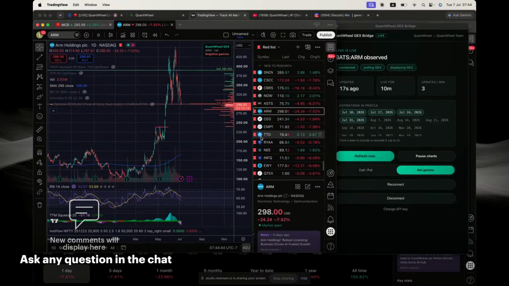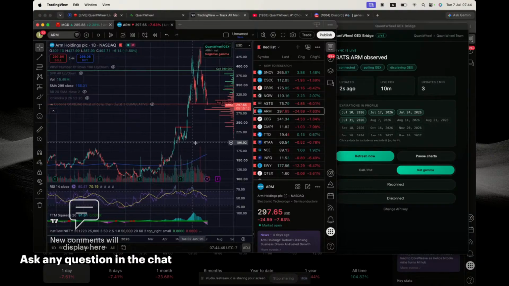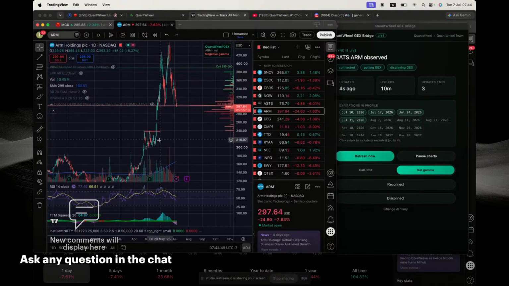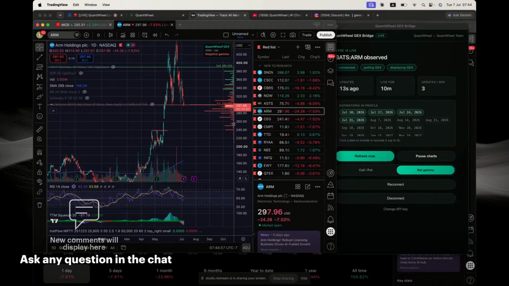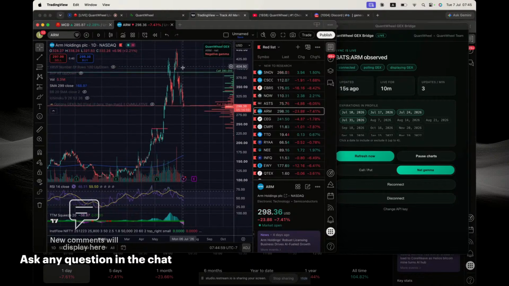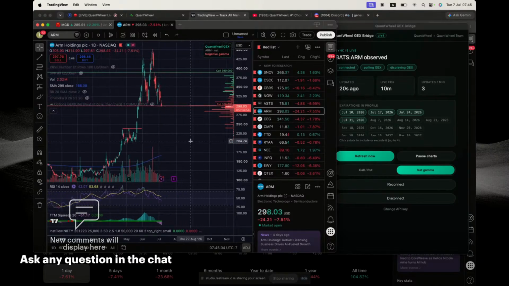Then ARM, another very interesting stock. We had a great entry here with a break of structure and a gap up. This is usually a very good sign of bullishness, but since then we have a bearish trend.